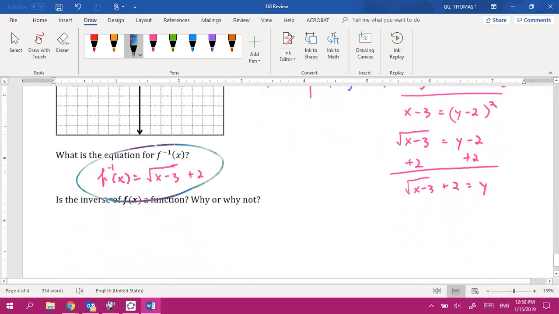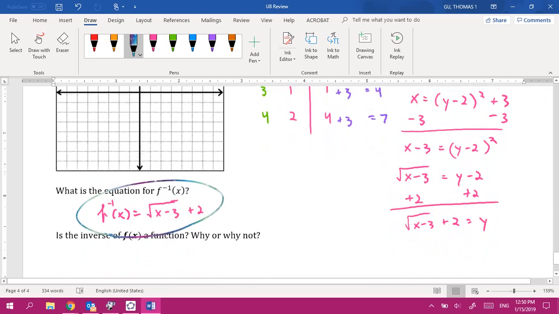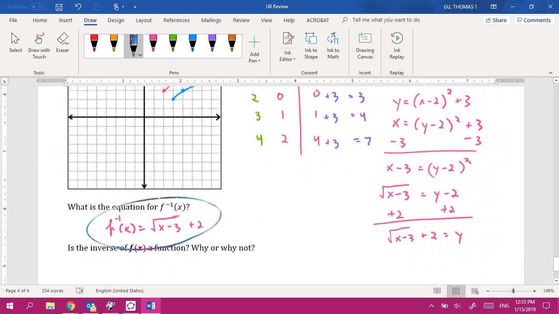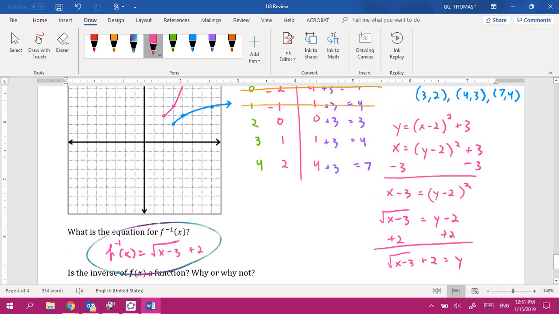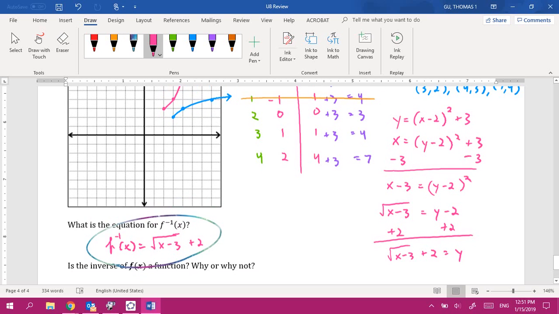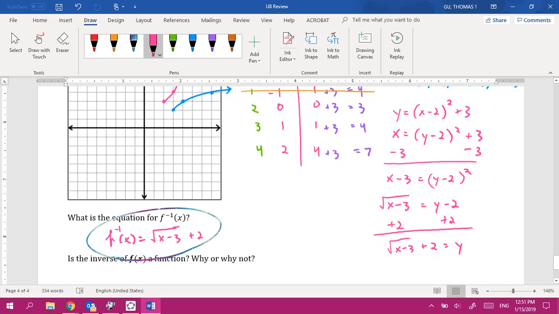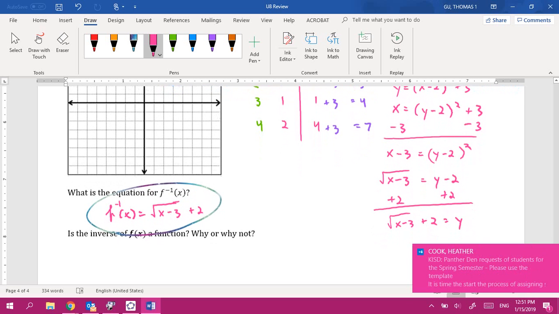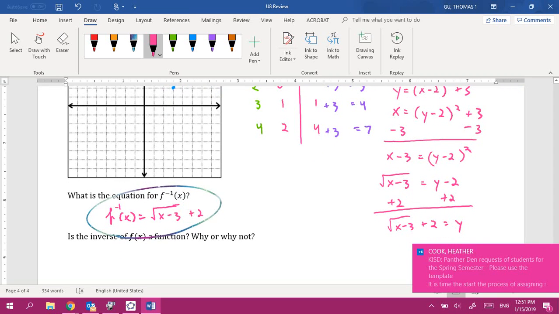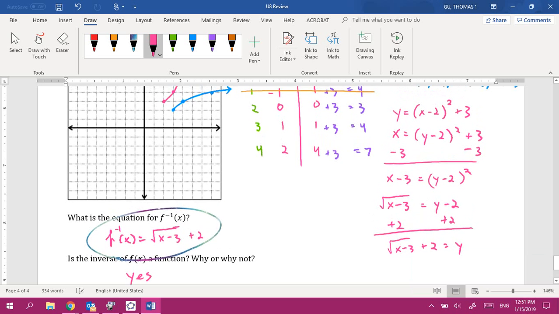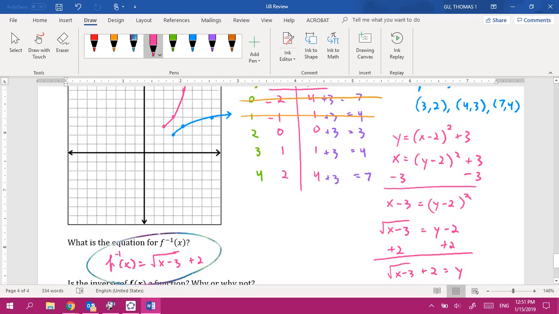And now, lastly, is the inverse of f of x a function? Why or why not? So look at the inverse, the blue. Is that a function? Yes or no? All right, Omar says yes. It is yes. Why is it a function?